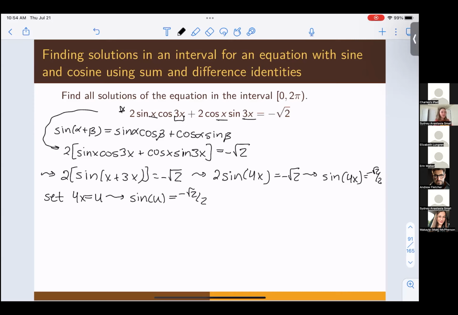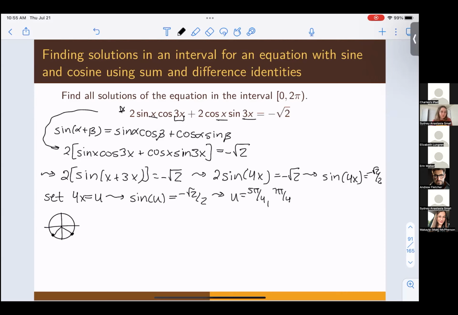So I want to find which angles u have a sine of negative root 2 over 2, i.e. when looking at the unit circle, what angles u have a y-coordinate of negative root 2 over 2. Well, drawing that picture, here's my unit circle. I would say y is negative root 2 over 2 about here and here. After drawing my picture, I can pretty easily see, remembering my unit circle, that these angles are 5 pi fourths and 7 pi fourths.